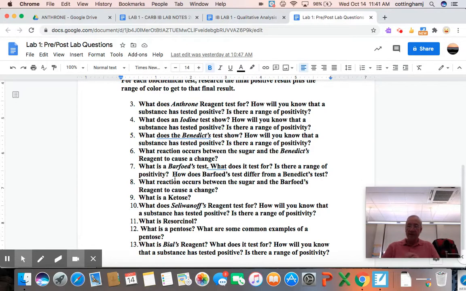So if something is in a qualitative test positive or negative, that's, when you get a test for a disease, have you tested COVID positive or negative? The same kind of idea.